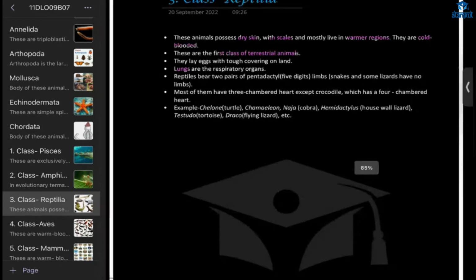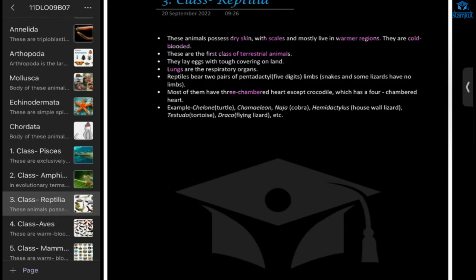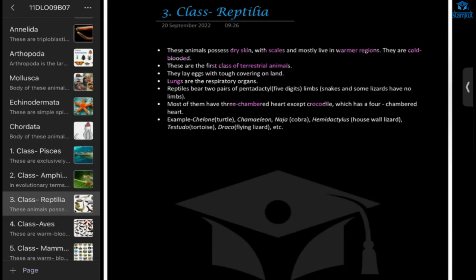Next, we have what? Three-chambered heart. All three-chambered heart except for the crocodile. They have four-chambered heart. Example, we have this Chelone, Draco.